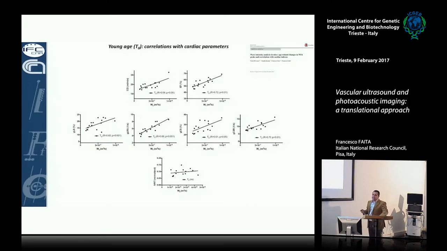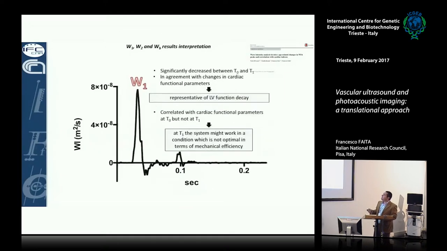Okay, we correlated our parameters with the cardiac parameters, both the standard cardiac parameters such as cardiac output and ejection fraction, but also the strain-derived parameters, at both ages, also when the animals were older. The most important result of the study was that the peak of the first wave significantly decreased between T0 and T1, and this is in agreement with the changes in functional parameters with age.